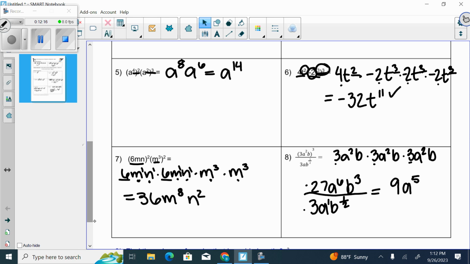Okay? And then for b, we've got 3 and we've got 1/2. What is 3 minus 1/2? 2.5. Which is what as an improper fraction? 5/2. Good. And is the bigger one in the top or bottom? Top. So b to the 5/2. Nice. All right, we're getting the hang of it. All right, we got one more.